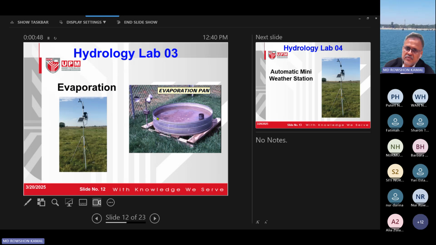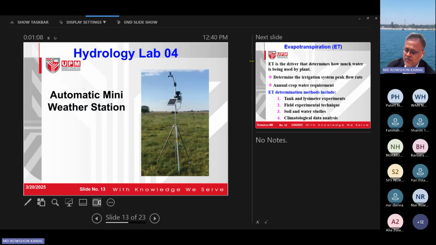Okay. It is quite big. So this is called an evaporation pan. And the one beside it is a modern device called a weather station. Sometimes we call it an automatic weather station. This device actually collects a few pieces of information.